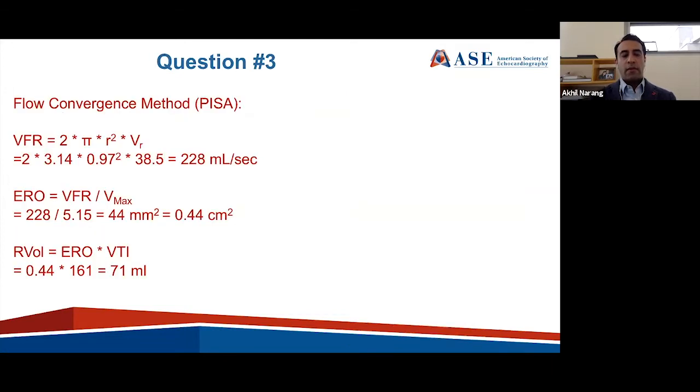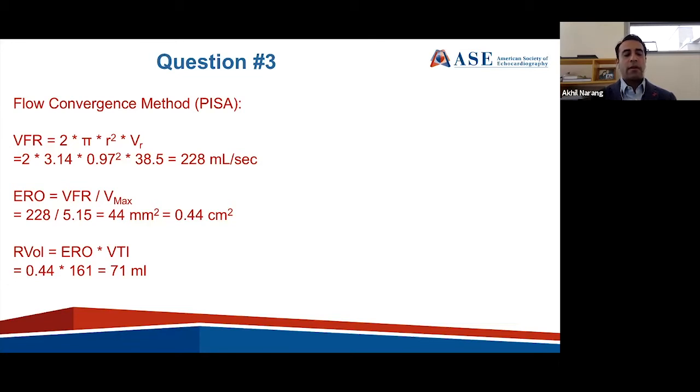In order to determine the severity of mitral regurgitation, we often use the flow convergence method, which is also known as the PISA method. In order to first calculate this, we calculate the VFR. And this can be determined by 2 pi r squared times the aliasing velocity, which is noted as VR. Using the values from the question stem, 2 times pi, which is 2 times 3.14, the radius squared, which is 0.97, times the aliasing velocity, which has been shifted from the Nyquist limit, which is 38.5. This gives us a VFR of 228 milliliters per second.